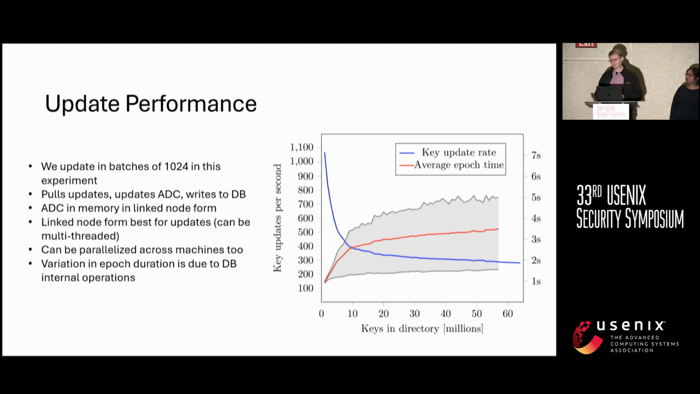And on the update side, we always update in batches of 1,000 updates. So it doesn't really make sense to update just one at a time. So we batch them. But in any case, this gives us several hundred updates per second, even for very large key directories. And you can see also there, the gray area is an interquartile range for these epoch times. So epoch is how long it takes to insert these 1,000 new updates. So this ranges from something like 1 second to maybe the average is less than 4 seconds.